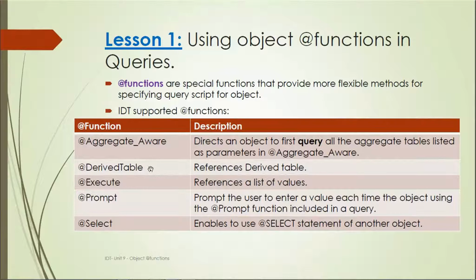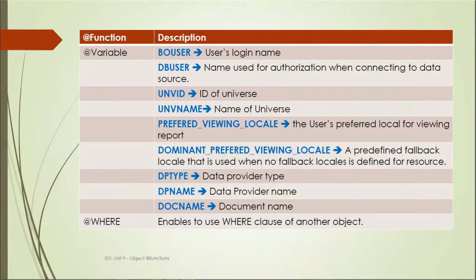@DerivedTable: we can use the derived table function just to reference a separate derived table. @Execute references a list of values. @Prompt prompts the user to enter a value each time the object using the @Prompt function is included in the query. And @Select: the @Select function is used to reuse the select statement of another object. We will see this in detail for each of these objects, in theory and practically as well.